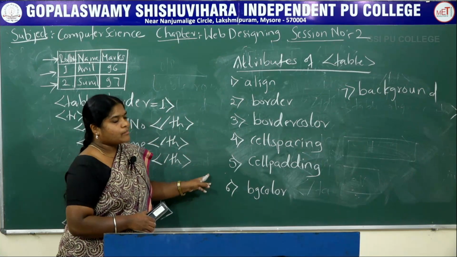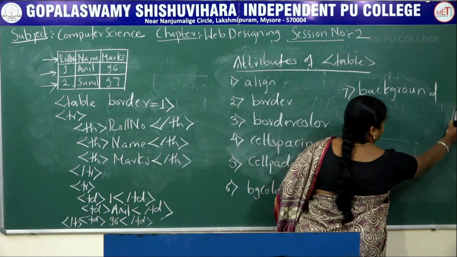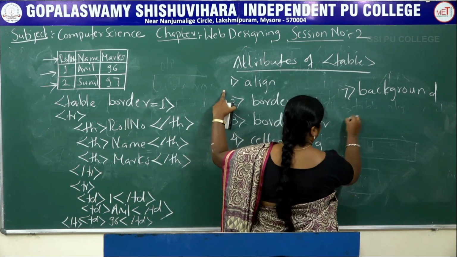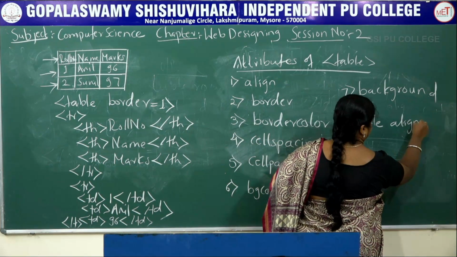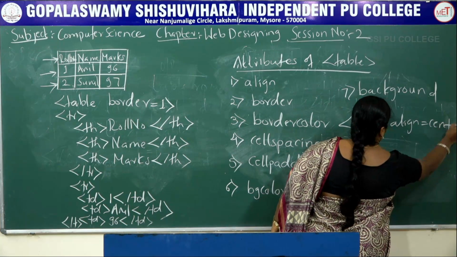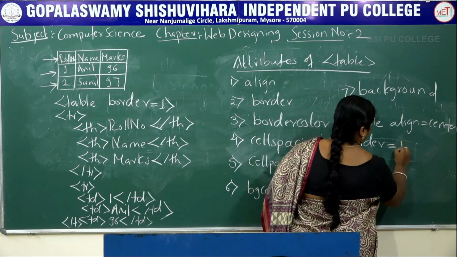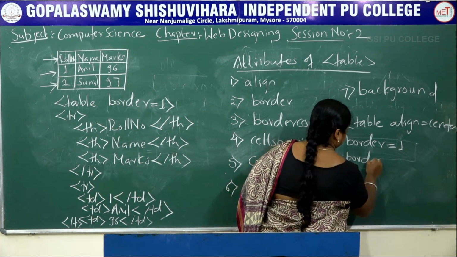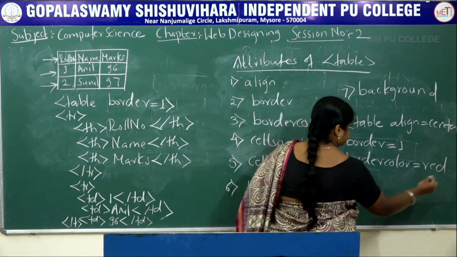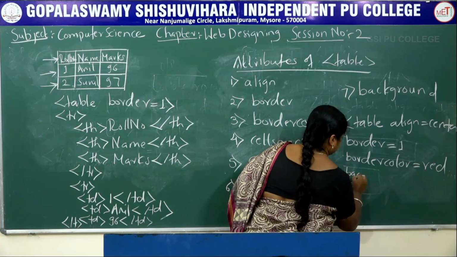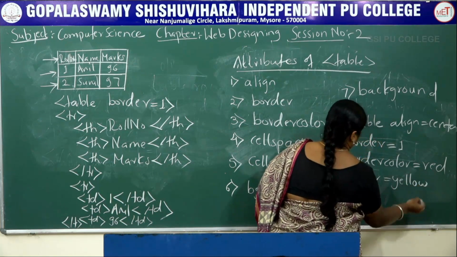So these are the attributes for the table tag. Basically, the attributes that you need are, first of all, align. Let's take a simple example, table. Suppose I say align is equal to center, border is equal to 1, again border color is equal to red, BG color, suppose I say yellow.